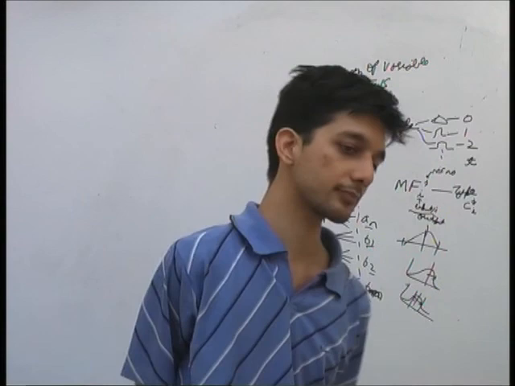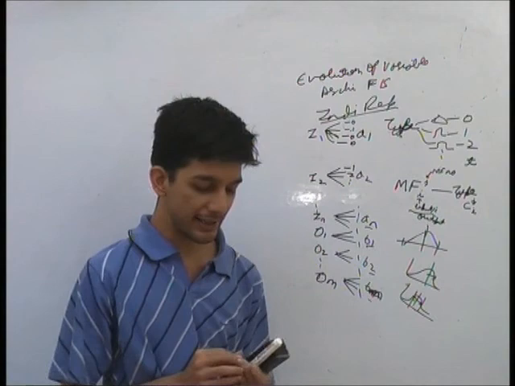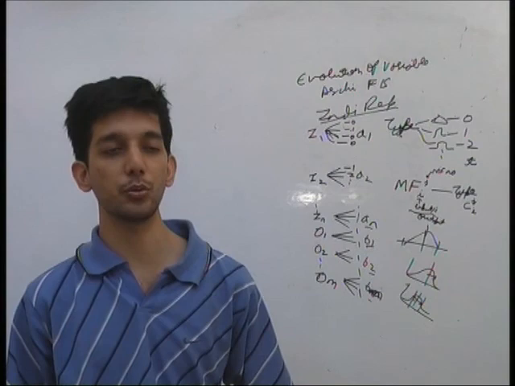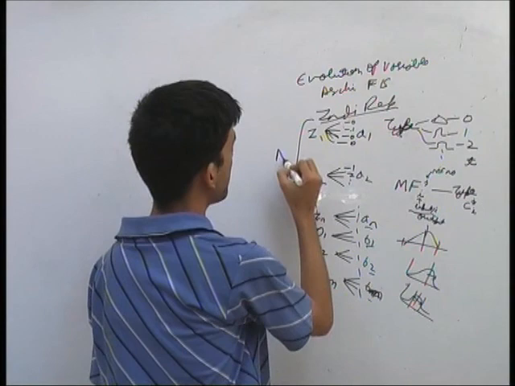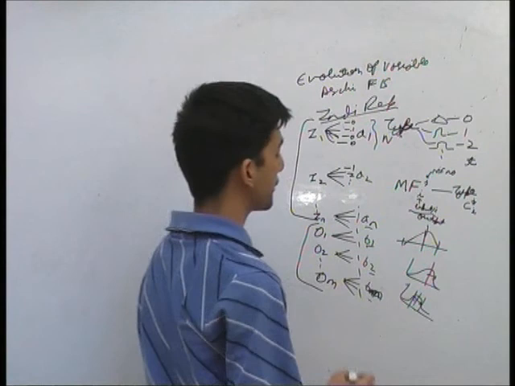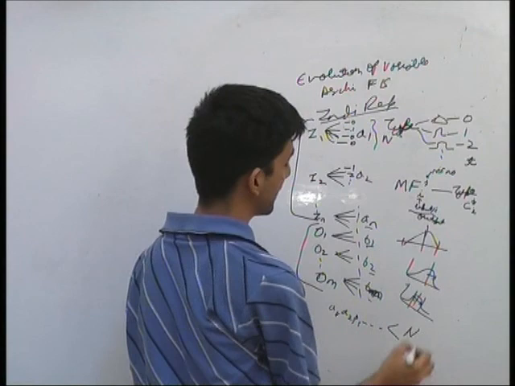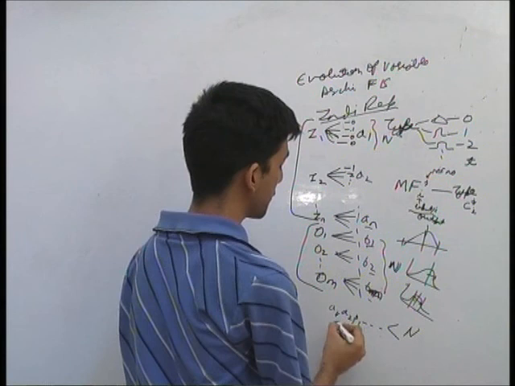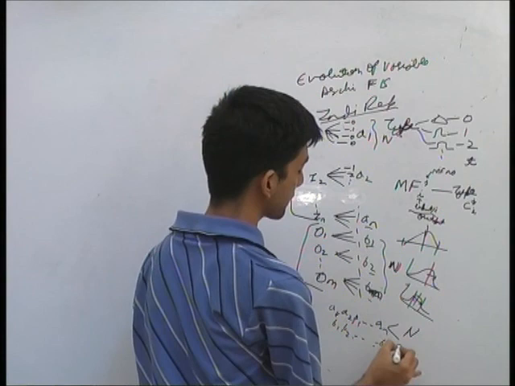I would now apply some kind of assumptions over here. Let the maximum number of inputs be n, and let the maximum number of membership functions for any input be n. So that means a1, a2, a3, and so on are always less than or equal to n. And similarly, let the maximum number of membership functions of any output be n. So I have b1, b2, b3 up to bn. They will always be less than or equal to n.